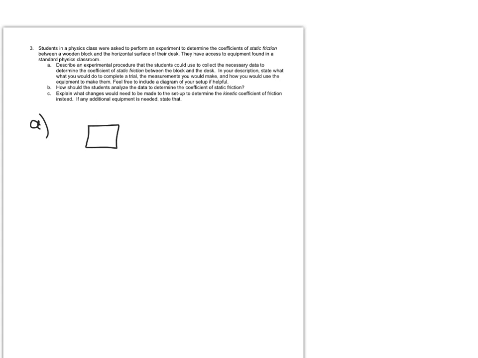We have a block sitting on a desk. We know there's going to be the force of gravity acting on the block, and the normal force, of course. And if we're thinking about static friction, we're going to have to apply some horizontal force to it to create static friction. Otherwise, if it's just sitting there, there is no force of static friction. So I'm going to have a pulling force going to the right, and I'm going to make it horizontal because then we don't have to worry about an angle. And that's going to be balanced out by that force of friction going to the left.